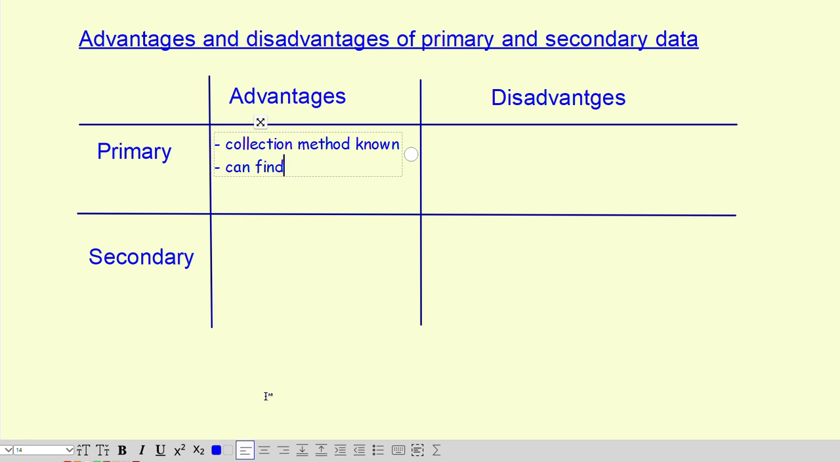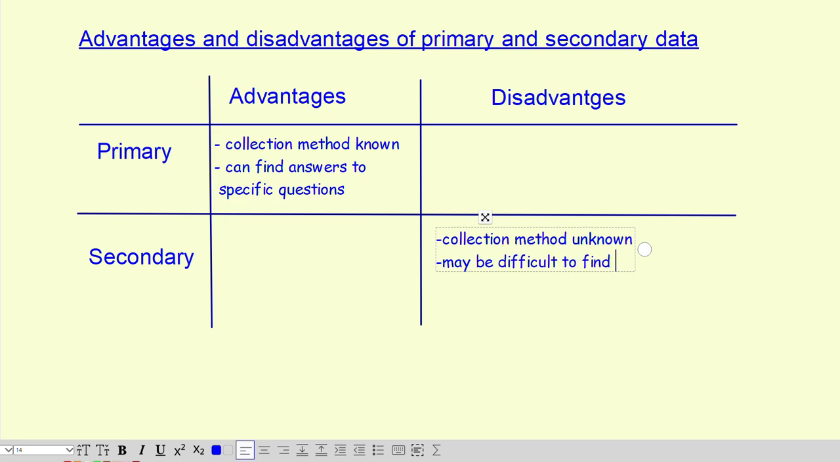And you can also find answers to specific questions. If you wanted to know something very specific, you can design that question yourself. However, if you're trying to find the information online, you're kind of relying on what other people have found out previously. Okay, so collection method known, and you can find answers to specific questions. Now, the secondary disadvantages kind of fall into those two categories as well. So collection method unknown in some situations. Okay, so it may be unknown. It may be difficult to find information to specific questions as well.